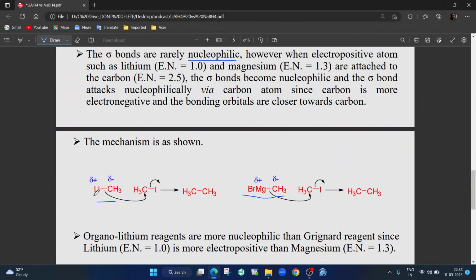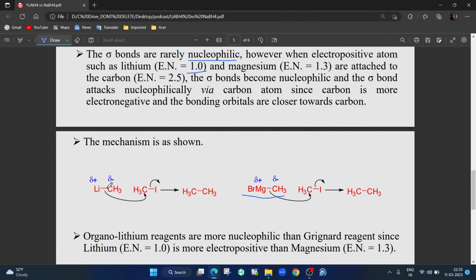So what happens here is, if you see, lithium's electronegativity is 1, carbon's electronegativity is 2.5. So that means lithium is more electropositive than carbon, or carbon is more electronegative than lithium. What is electropositive? Lithium is more electropositive means it gives away electron to get positive charge. So lithium gives away its electron towards carbon.